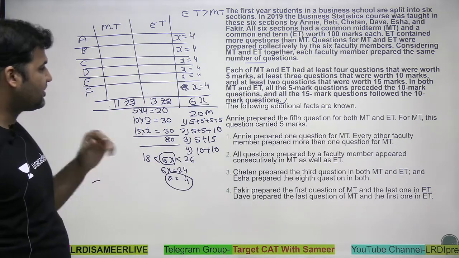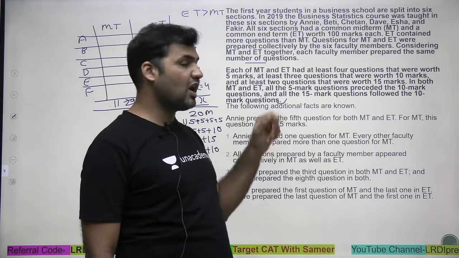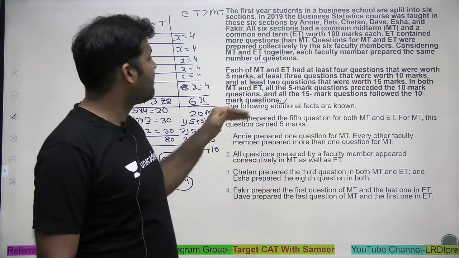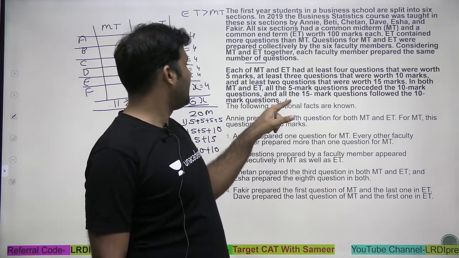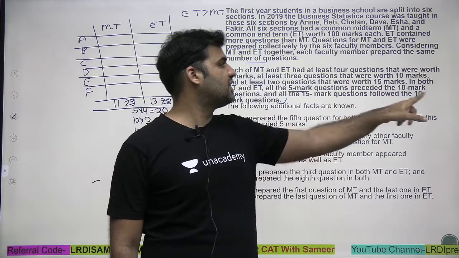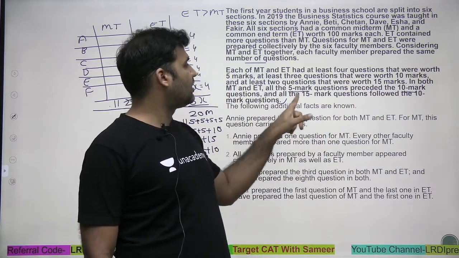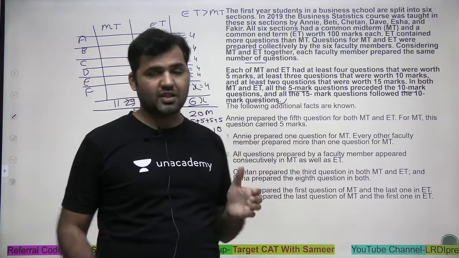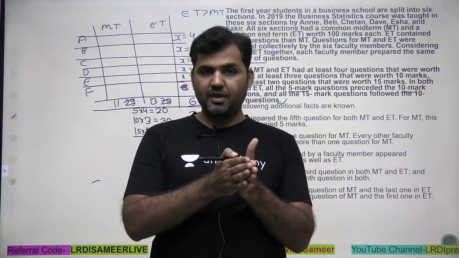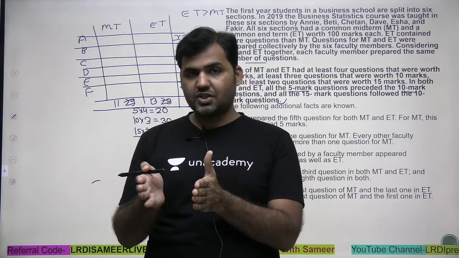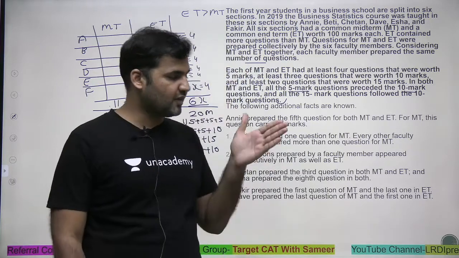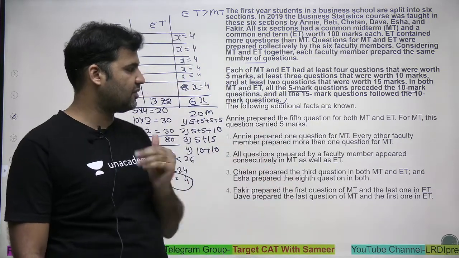Okay, next it says, Amy prepared the 5th question. Now we have to see which question is prepared by which faculty member. And because it is given that in both MT and ET, all the 5 marks questions preceded the 10 marks questions, and all the 15 marks questions followed the 10 marks questions, that means first in a particular term, I will be making questions of 5 marks each, then I will be making 10 marks each, then I'll be making 15 marks each. So first I need to make 5 marks, 10 marks, and then 15 marks, right?